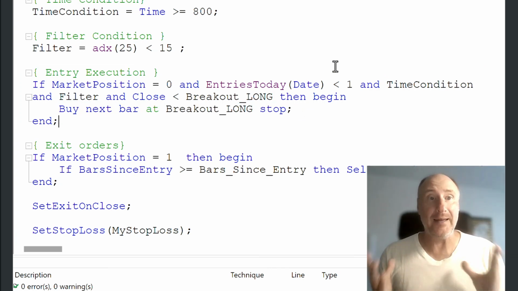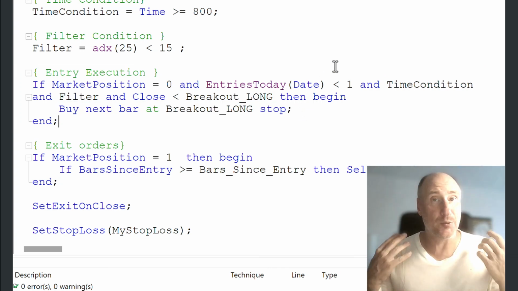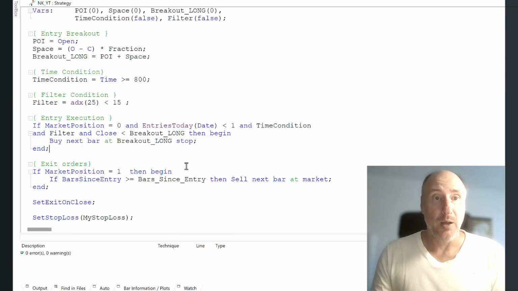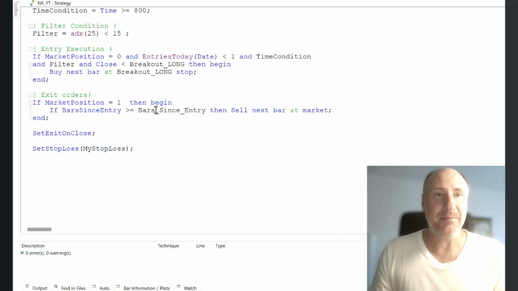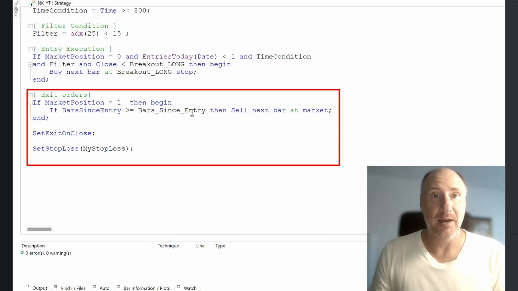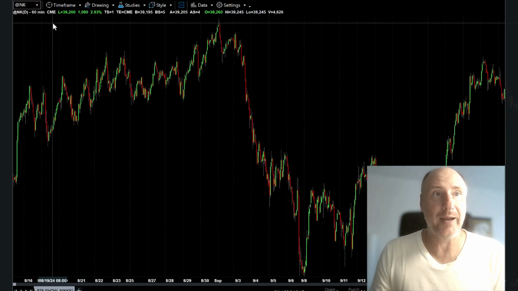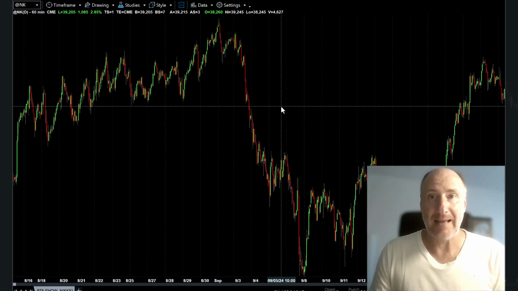And finally, we need to add some exits, and it's really, really simple. One of my most favorite conditions for exits is bars since entry. So in this case, I've optimized the bars since entry at 18, and that means that we will exit the position 18 bars after the entry. And just to remind you, we are working with 1 hour time frame.